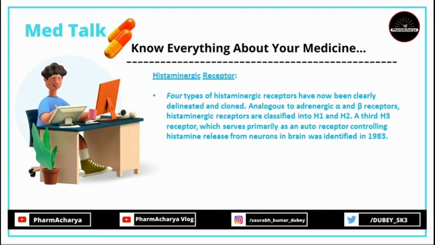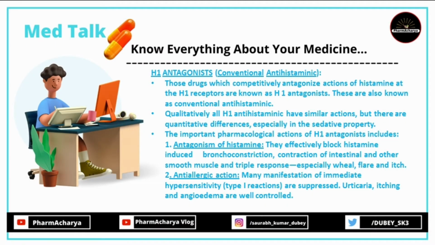Four types of histaminergic receptors have now been clearly delineated and cloned. Analogous to adrenergic alpha and beta receptors, histaminergic receptors are classified into H1 and H2 receptors respectively. A third, H3 receptor, which serves primarily as an autoreceptor controlling histamine release from neurons in the brain, was identified in 1983. H1 antagonists are also known as conventional antihistaminics. Those drugs which competitively antagonize actions of histamine at the H1 receptor are known as H1 antagonists.